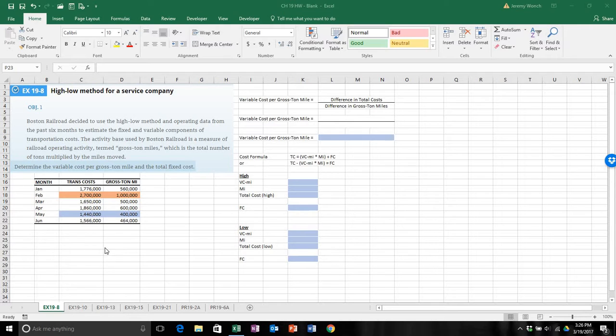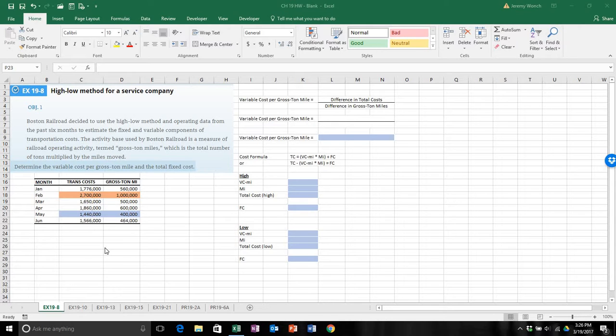So let's go ahead and jump into example 19-8. And so 19.8 is talking about a high-low method. There's going to be situations where we know the total cost, and we know the activity that drives cost up. We need to figure out how much of those total costs are fixed and how much are variable. And so here we have something called the high-low method.